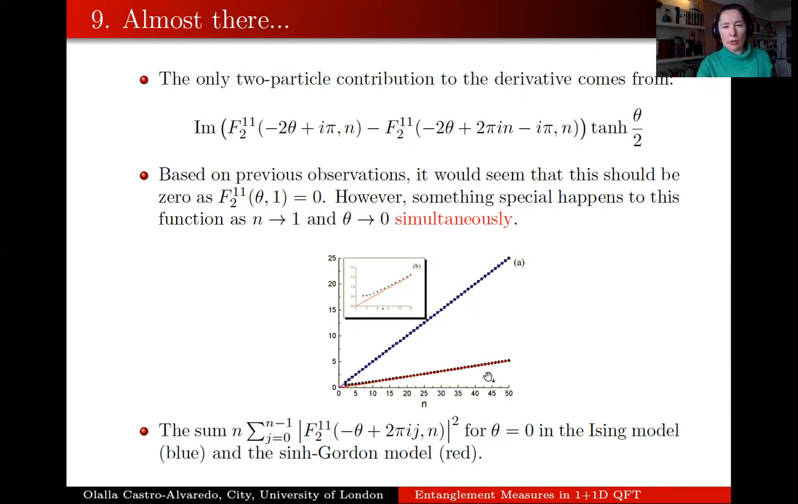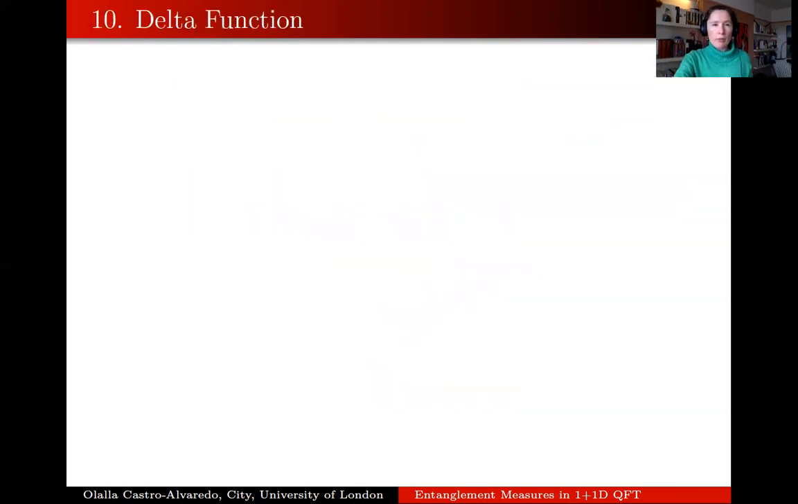So if you look at sinh-Gordon, and if you look here in the inset, at small values of n, so how it approaches n equals 1, you see that these dots, which are the numerical values of the sum, when you approach 1, they approach a half again. Okay, so although the individual terms in the sum should go to 0 when n goes to 1, the natural analytic continuation is telling us that this function is going to 1/2. So something strange is happening around θ equals 0.